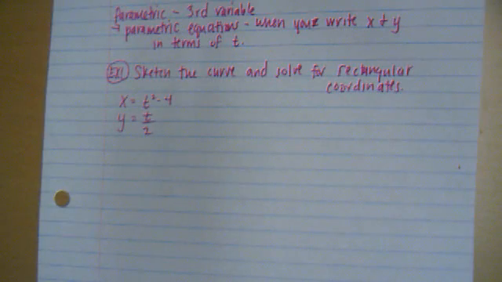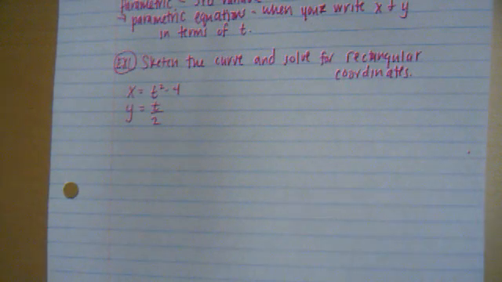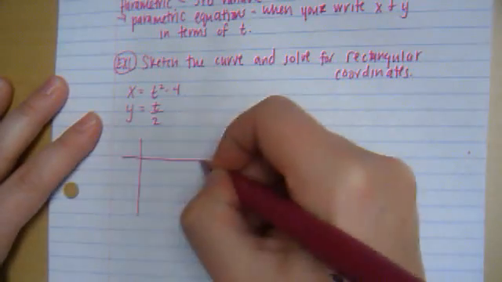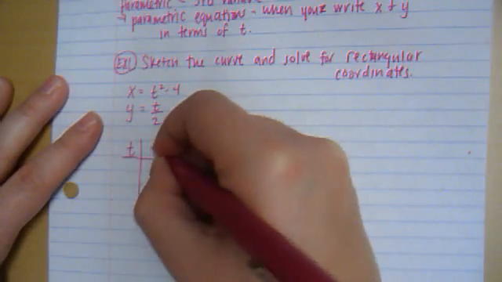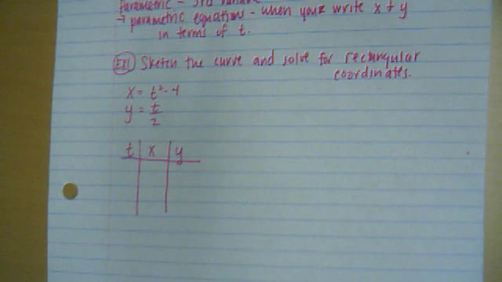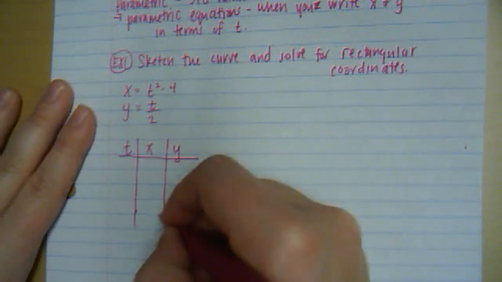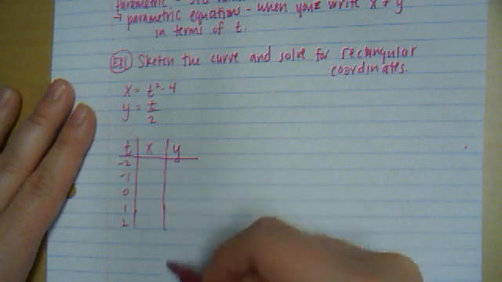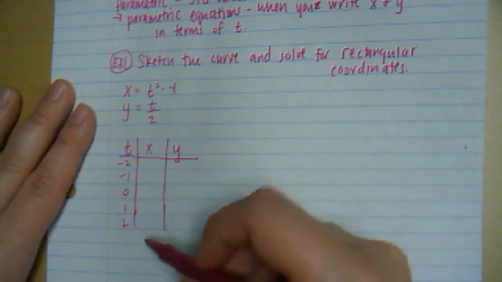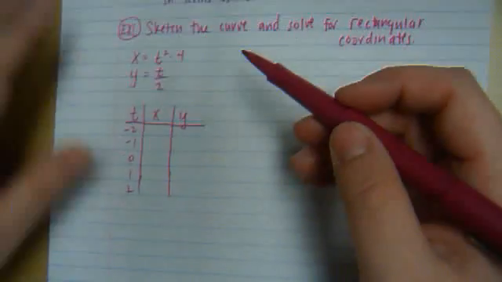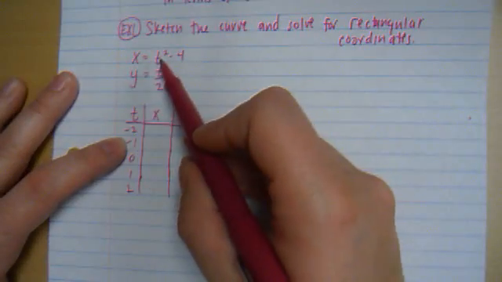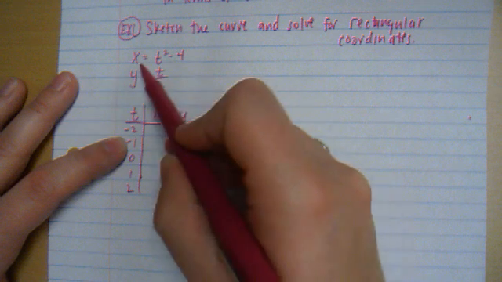Okay, so the first thing I'm going to do is I'm going to create a table so that I know what to graph. Okay, so I'm going to have 3 spots because I'm going to have t, x, and y. Okay, I'm going to plug in the numbers -2, -1, 0, 1, and 2 for t so that I can get my x and y's for this. These are just the normal numbers that we usually use. Okay, so I'm going to plug -2 in for t here and get x. Okay, because that's what x equals.